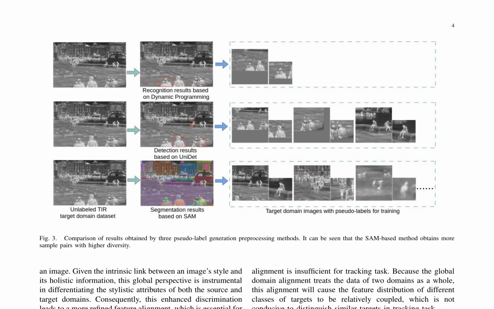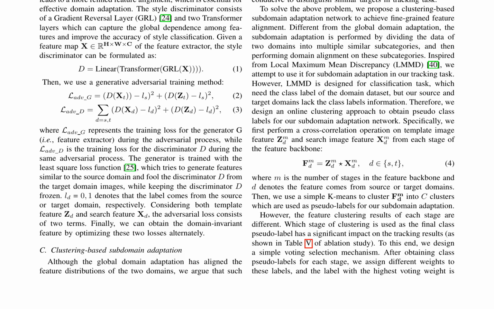This discriminator consists of a gradient reversal layer, GRL, and two transformer layers, formulated as equation 1. The training losses for the generator and discriminator are defined in equations 2 and 3, respectively, using a generative adversarial training method. However, the authors argue that global domain adaptation is insufficient for tracking tasks, as it may cause feature distributions of different classes to be coupled.